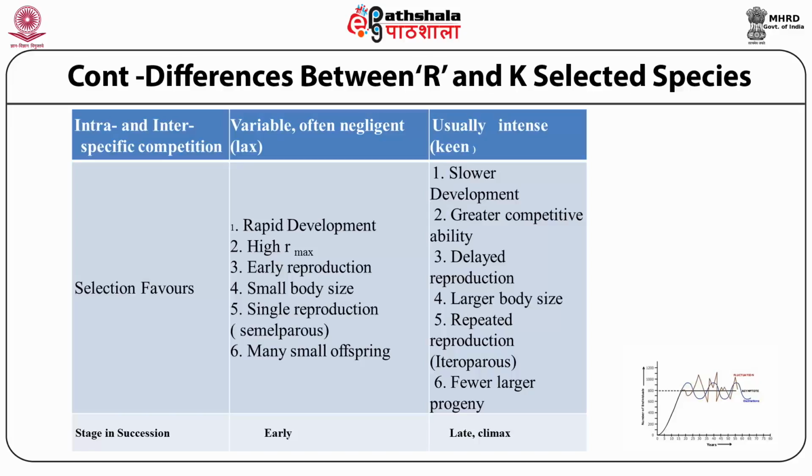With respect to the succession, the R-selected species show early stages of succession, that is, the pioneer community is generally R-selected, whereas the late serial stages of the succession are observed in case of K-selected populations. In case of K-selected populations, you can see in this curve that there is oscillation and fluctuation, and the population tries to maintain an equilibrium, which is denoted by the asymptote.